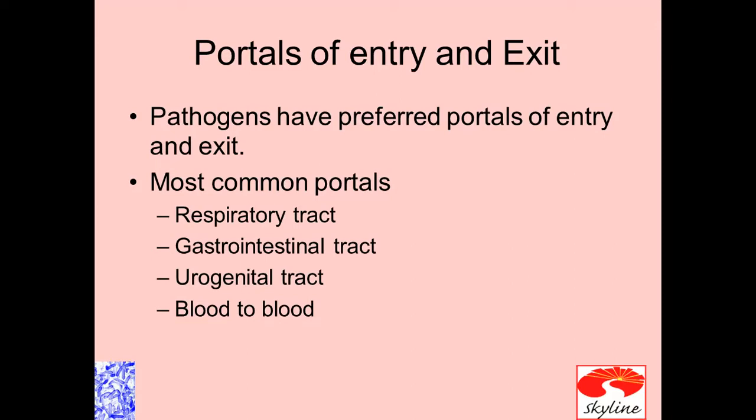And another one is the urogenital system. The external urethral meatus of the penis for males and the vagina for females are also common portals of entry, normally for sexually transmitted microbial pathogens. Also, blood can serve as a common portal of entry, especially for microbial pathogens that are transmitted by means of, let's say, insect bites, in the case of viruses.